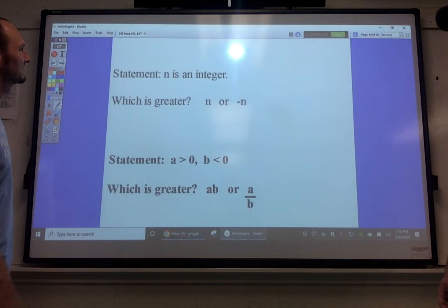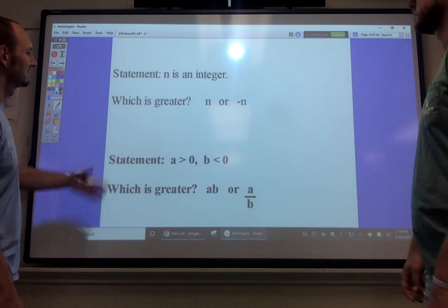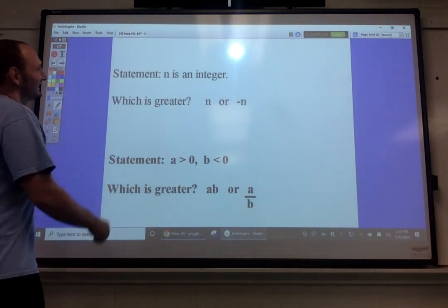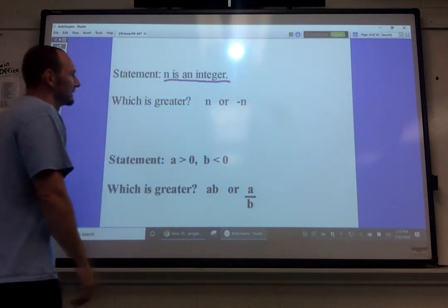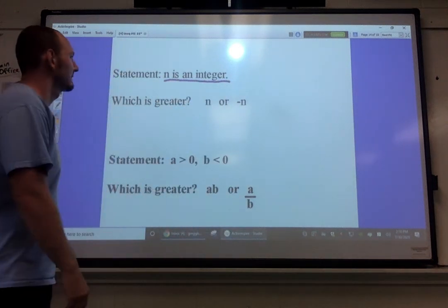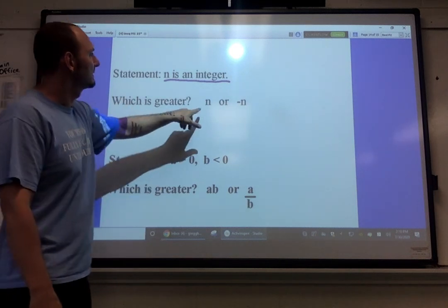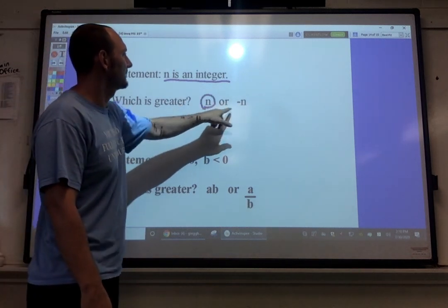Next one. All right. I'll take the top. Statement: n is an integer. All right, we got a number here. Just a number. All right. Which is greater? N or negative N?